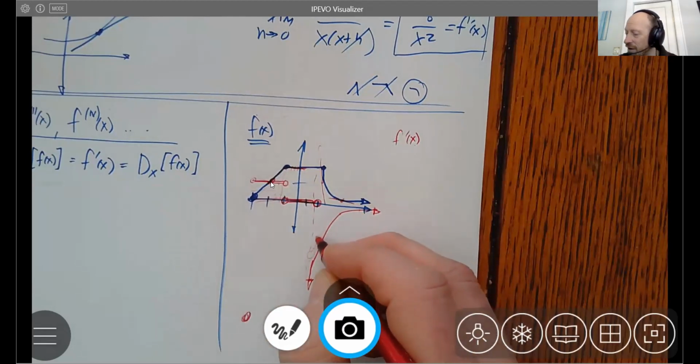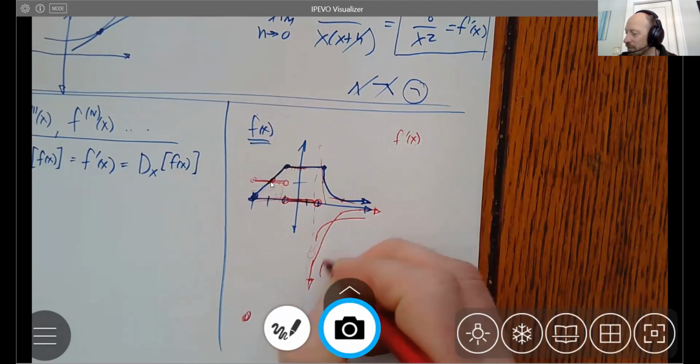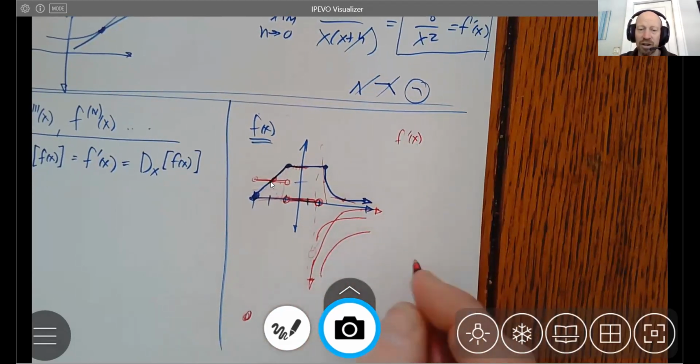But if your graph looked like this, or like that, all of those would be similarly correct.